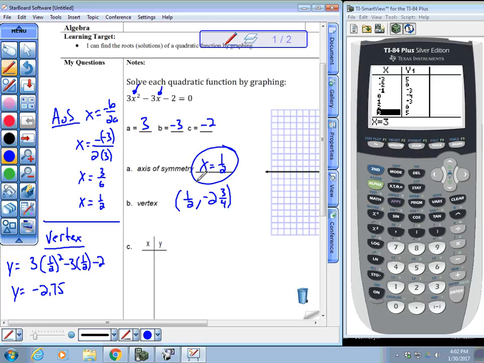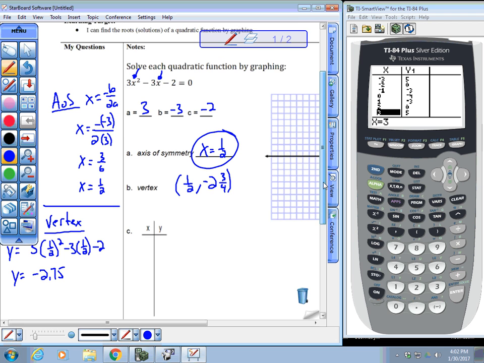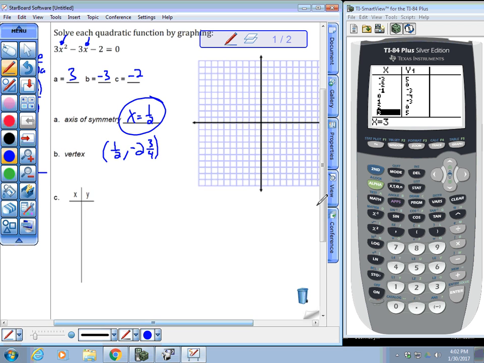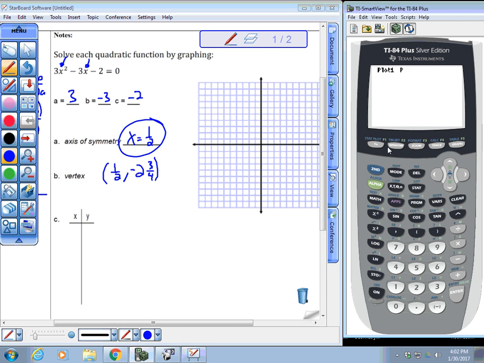Now, it's important to understand that to be looking right, you have a fraction with a fraction as an ordered pair or a decimal with a decimal. Don't do both. All right, and then let's put it into our equation the way we have it. So y equals, clear out the old, 3x squared minus 3x minus 2.